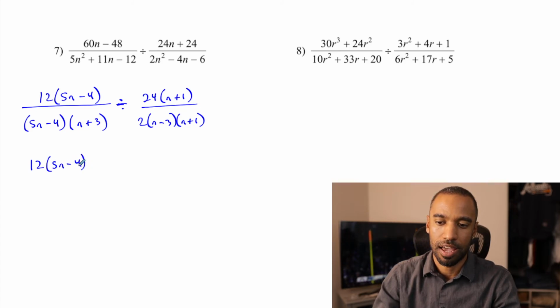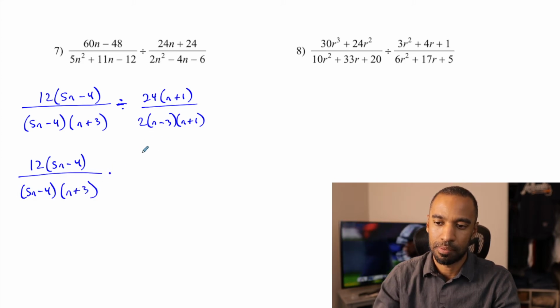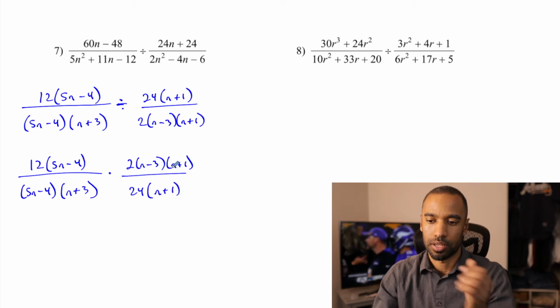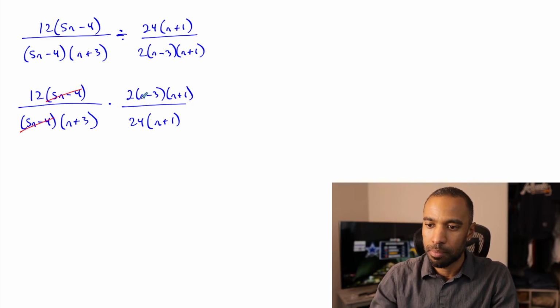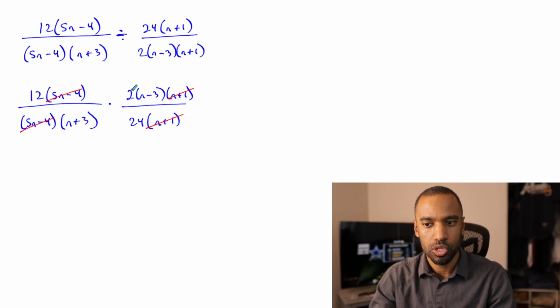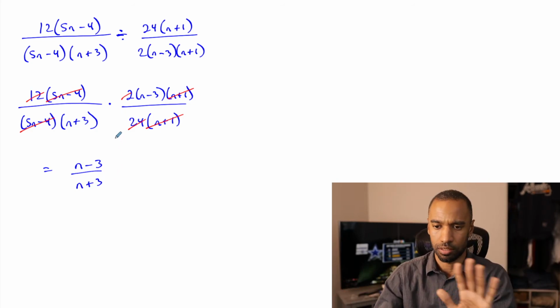All right, so 5n minus 4 over 5n minus 4 times n plus 3, times, now I got to flip these, 2 times n minus 3 times n plus 1, all divided by 24 times n plus 1. So okay, now we see what can cancel. Again, the 5n minus 4's gone, the n plus 1's gone. Now here, listen, 12 times 2 is 24. 24 over 24 is 1. So all those leave together. I'm just left with n minus 3 over n plus 3. Nothing can cancel there, and I'm done with that.